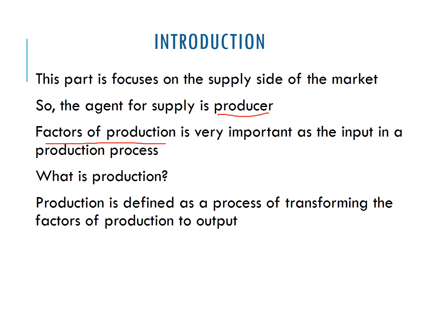And then what is production? Production is defined as a process of transforming all these input or resources or factor of production into output. From input and then going through transformation process or production process, become an output or finished product or end product ready to use by the customer.